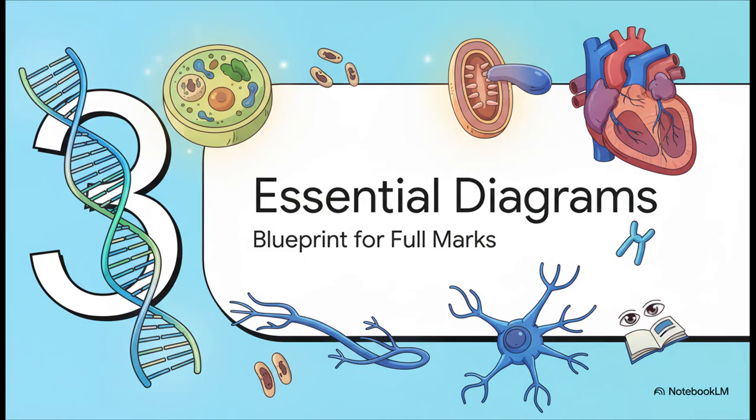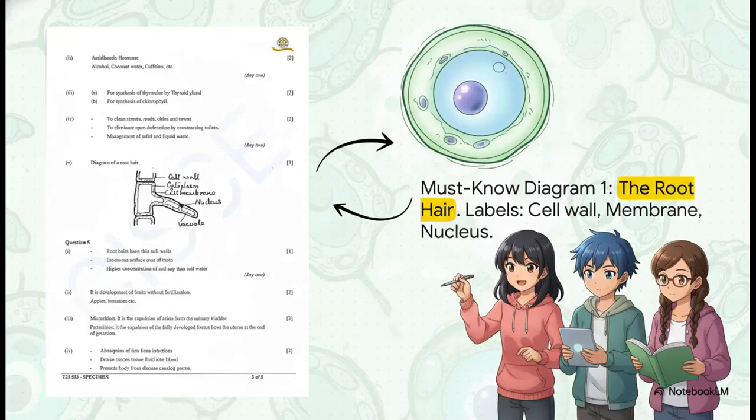Okay, let's talk about something that can be a real game changer for your score: diagrams. Getting these right is your visual blueprint for full marks. First on the list, the root hair. Now, I know it looks simple, but don't underestimate it. A big, clean, well-labeled diagram of this can really score you some easy points. Just make sure you get those key labels in there: cell wall, cell membrane, nucleus, and that big vacuole.